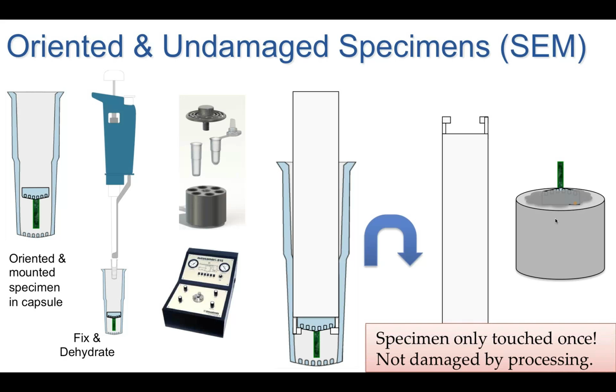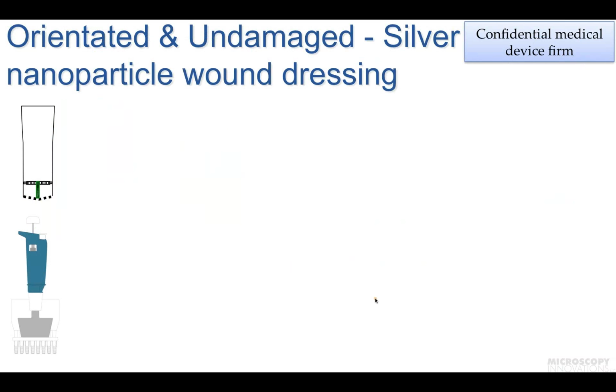So in this kind of sample preparation, the specimen was only touched once when it was inserted into the capsule. From then on, the specimen was entirely suspended safely within the capsule, and all it saw were fluid exchanges. And of course, with SEM, we're looking at the surface, so not having a damaged surface is certainly advantageous. So let's look at a particular example of a tissue that was prepared in this way.